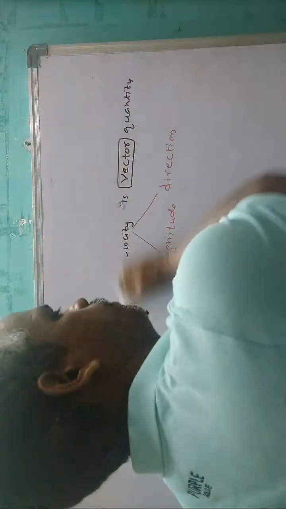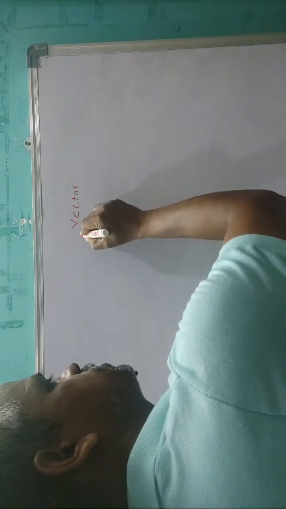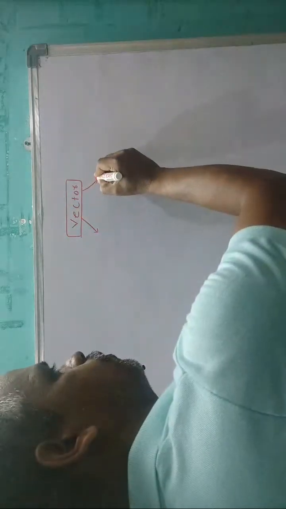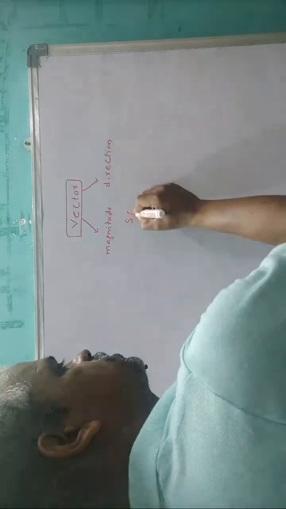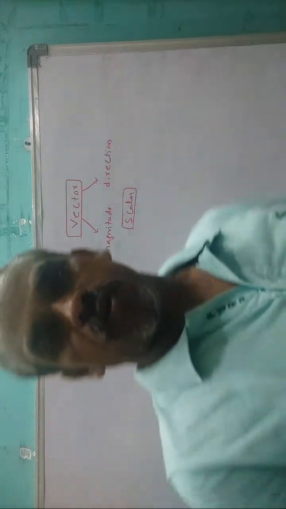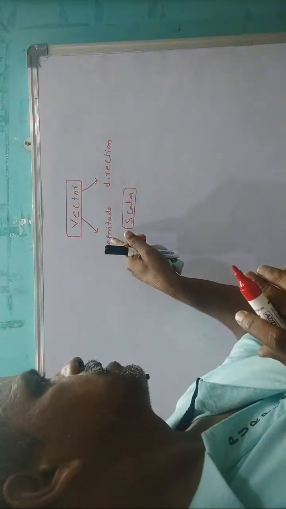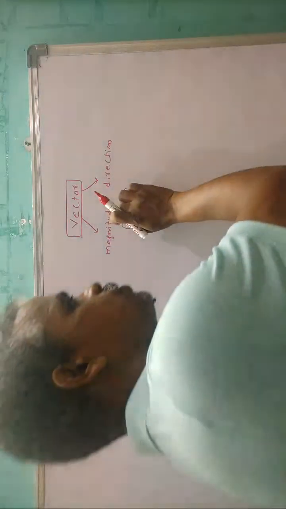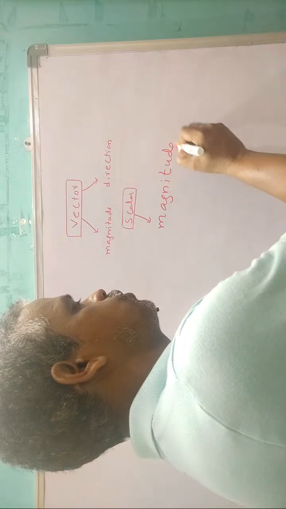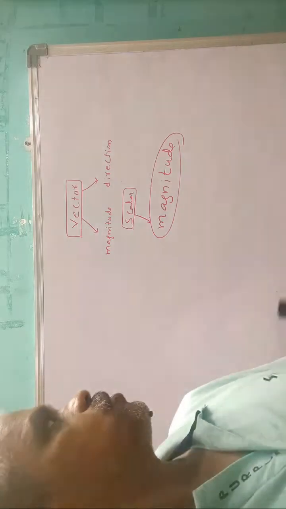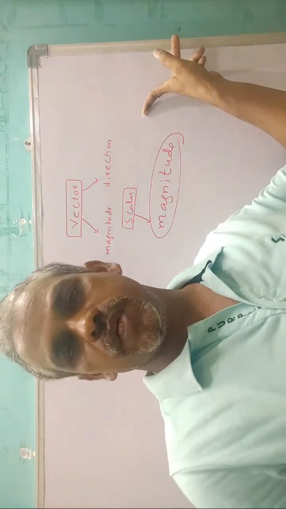So, simple, I am repeating. If we say a physical quantity is a vector, it should have magnitude and direction. For example, if one physical quantity is a vector quantity and another is a scalar quantity, the vector physical quantity has magnitude and direction. A scalar has only magnitude. Okay, so the example for vector is velocity. For scalar, that is speed.